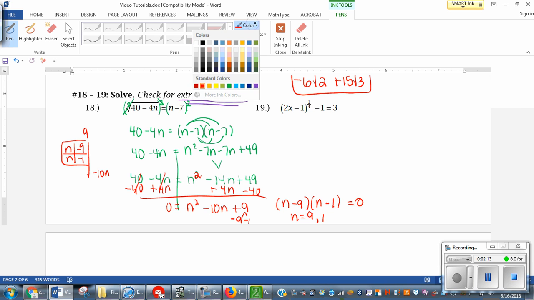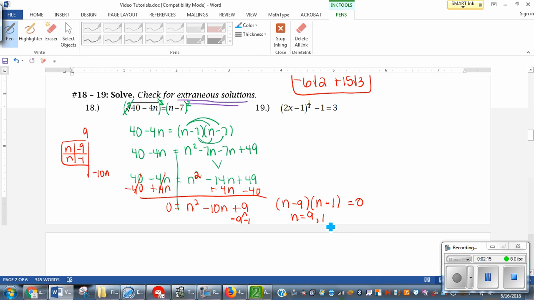Now, when they say check for extraneous solutions, it's very important that you do that. By checking, you're subbing it in, and you're making sure that the left and the right are equal to each other. So on this side I get 2. On this side I'll have 40 minus 36. Which, if I subtract these, I'll get 4, and the square root of 4 is 2. So 2 equals 2. So the 9 is okay.